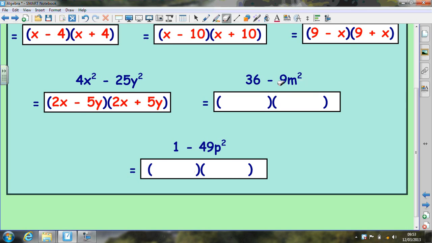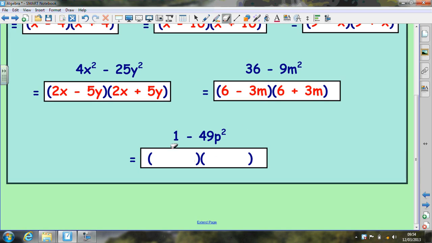So again, in the second one in this row, we've got 36. What times what makes 36? Well, it's 6. What times what makes 9m squared? Well, it's 3m and 3m. And then you need your plus and your minus.